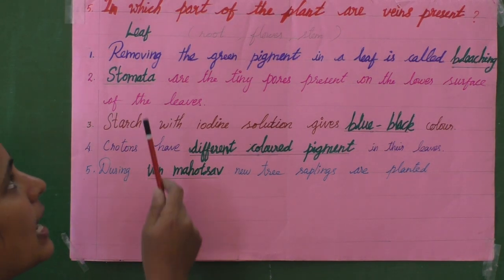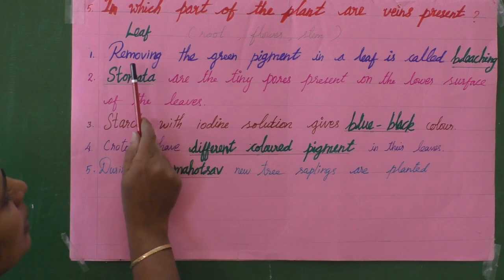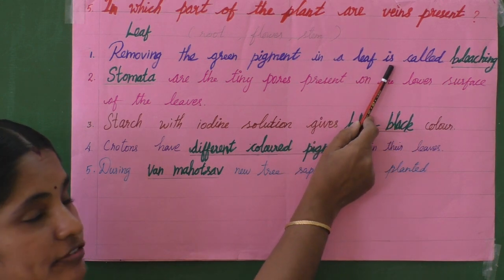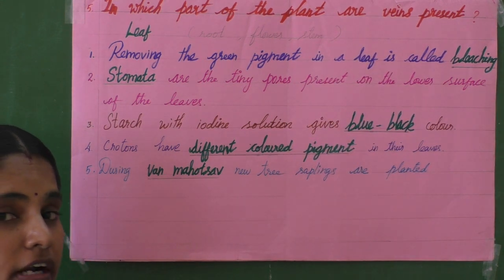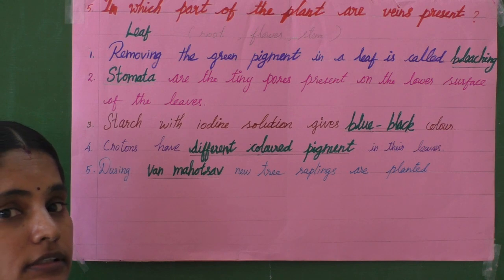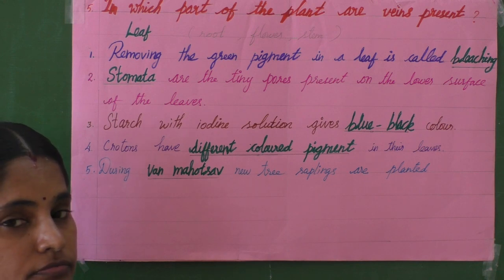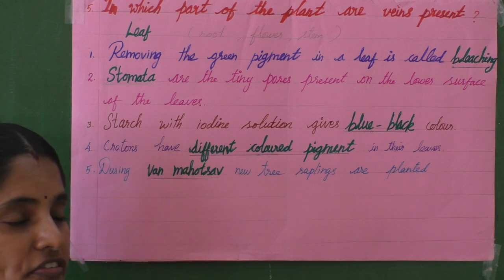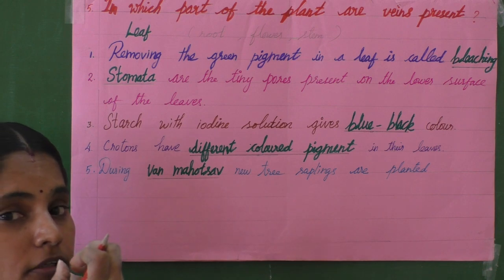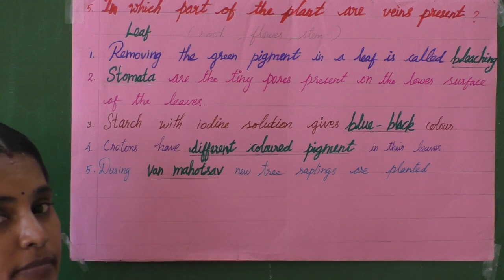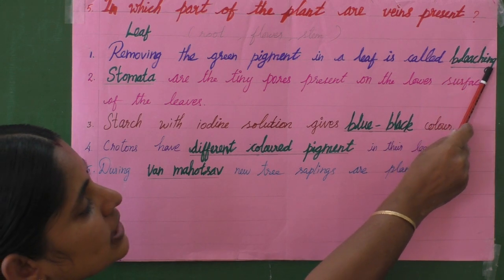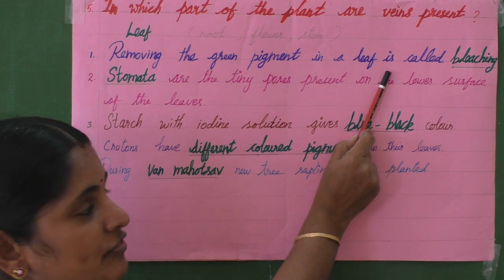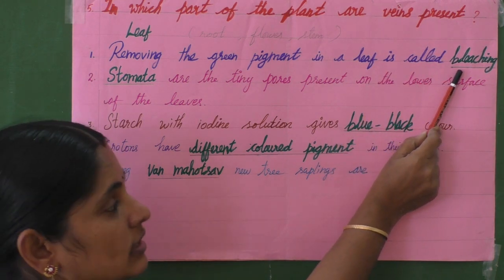Here in fill in the blanks, the first one is removing the green pigment in a leaf. We are removing the green pigment, the color chromophore, from the leaf. If we are removing the color, that process is named as bleaching. Removing the green pigment in a leaf is called bleaching.